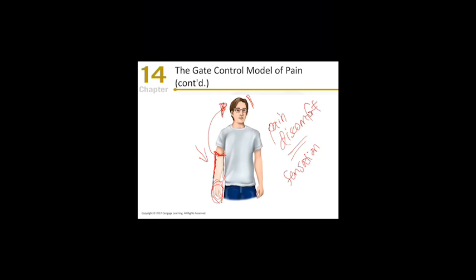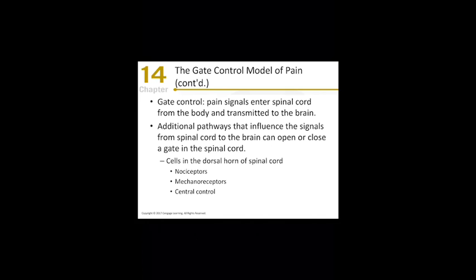So when we look at what the next explanation is, if it's not direct pathway, then maybe it's something called gate control. So the gate control model of pain essentially states that pain signals enter the spinal cord from the body and are transmitted to the brain, but there are pathways that influence these signals that can open or close this gate that's in the spinal cord.